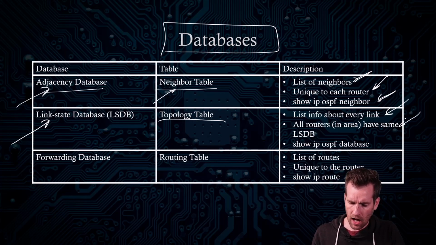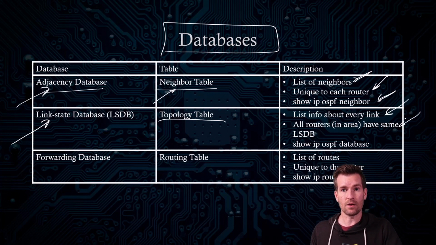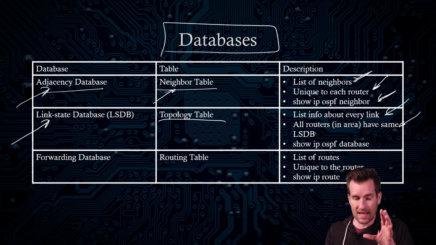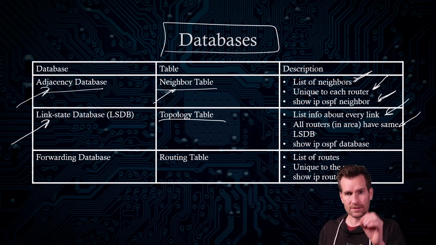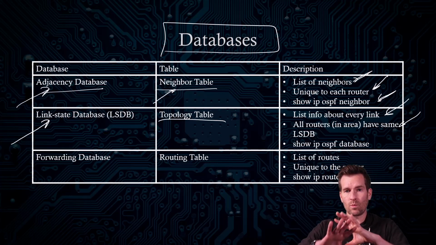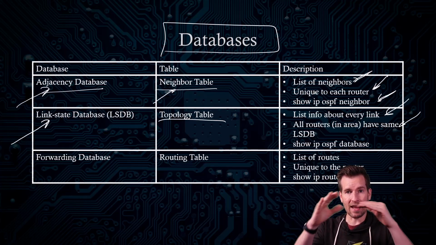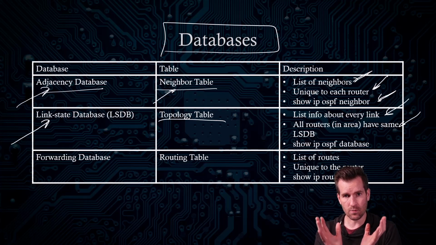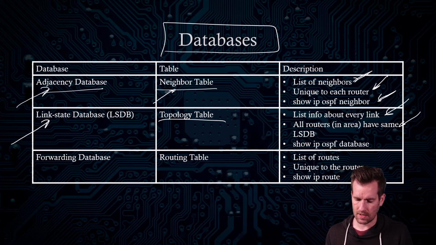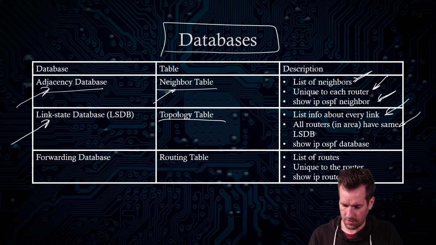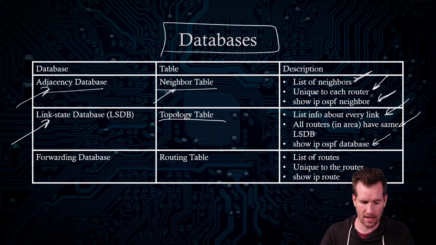It contains all of the information of the links in the area. We'll talk specifically about area, but when we set up OSPF, we will define an area, and all of the routers and all of the links within that area are going to show up in our topology table. To see the topology table, we would type in show IP OSPF database.